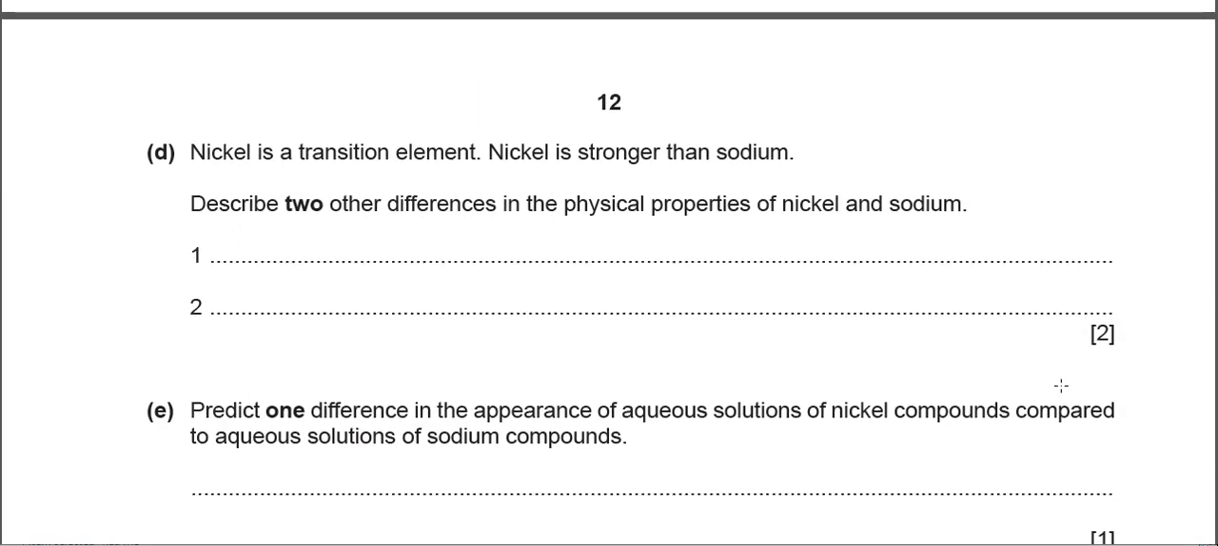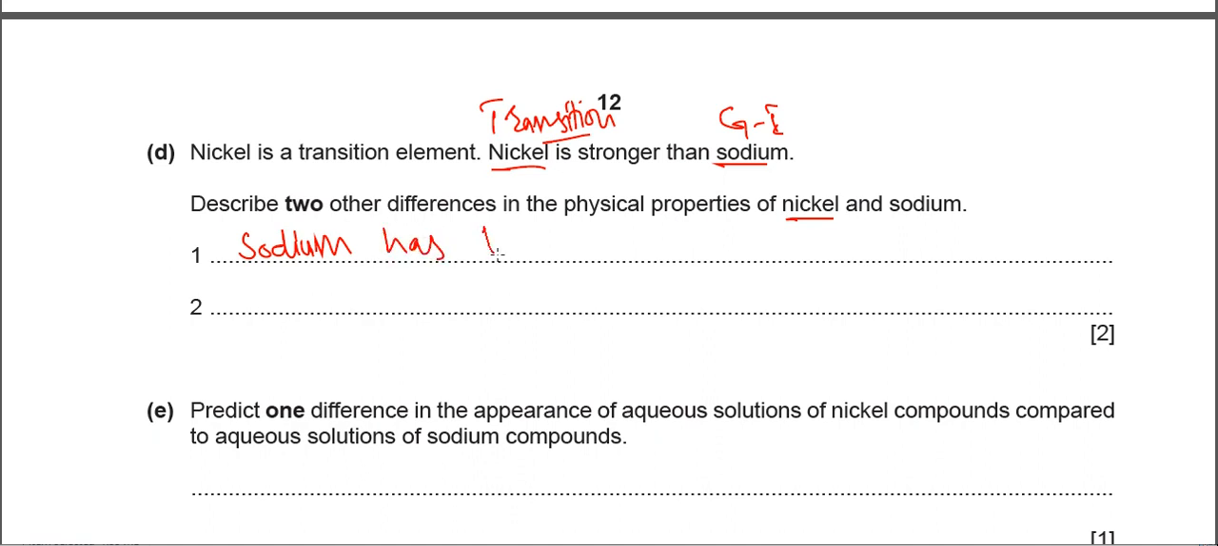Proceeding, next, nickel is a transition element. Nickel is stronger than sodium. Describe 2 other differences in the physical properties of nickel. So indirectly the examiner is asking about the differences in the physical properties of group 1 and the transition elements. This is a group 1 element, this is a transition element. So no need to worry, just focus, it is about transition and group 1 element differences. So we can say sodium, but you have to mention exactly what the examiner is demanding.